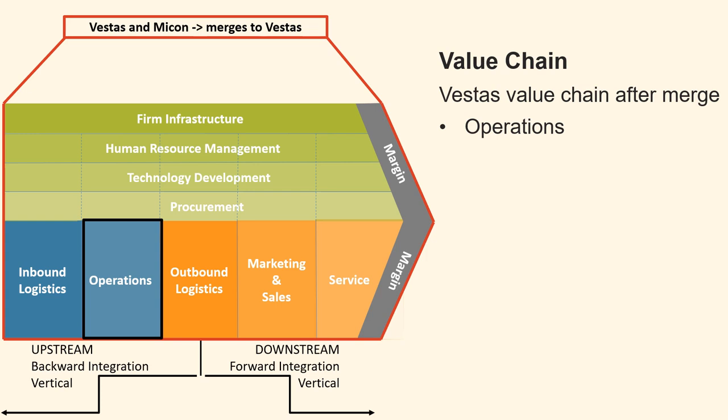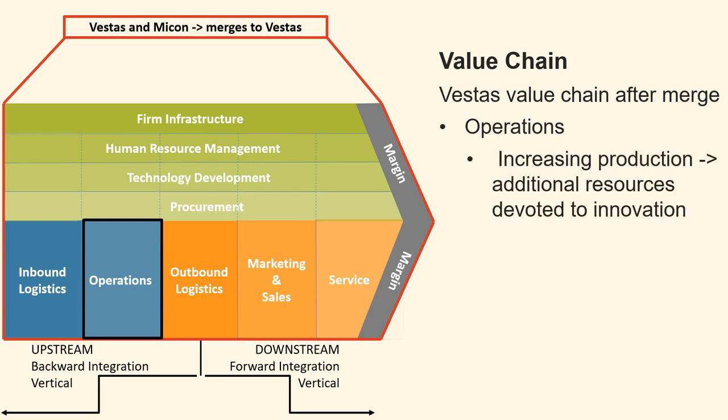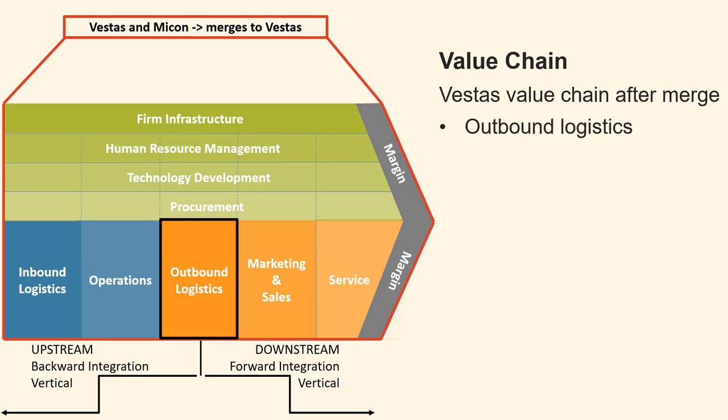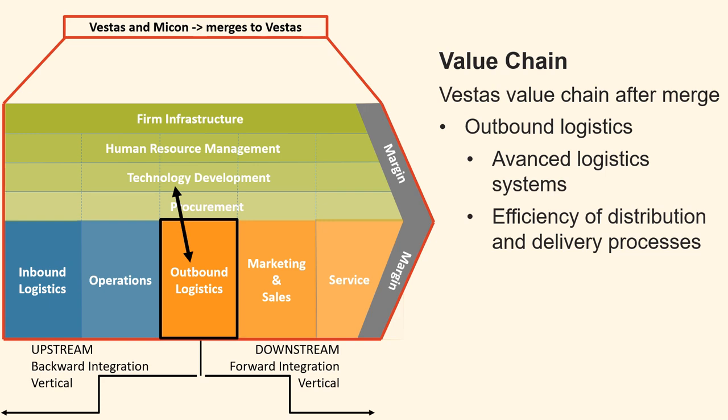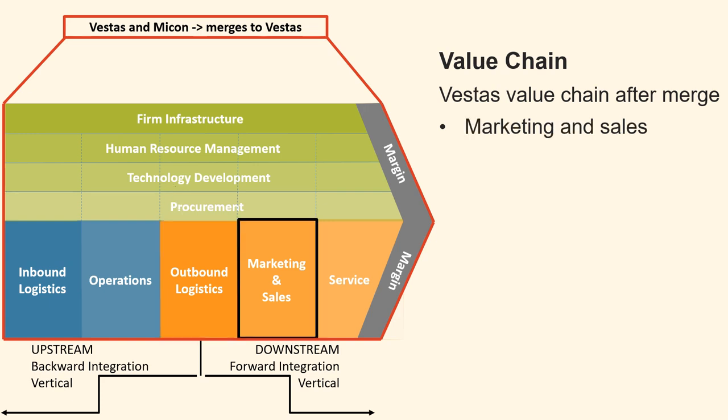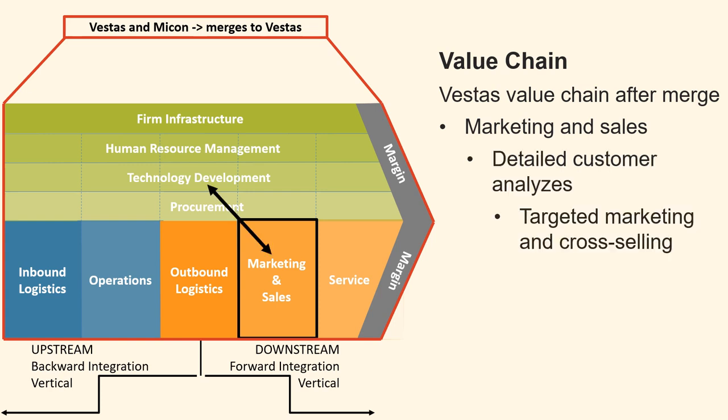The second primary activity is operations. As wind turbine production increases in quantity and scale, additional resources can be devoted to the innovation of novel designs. The third primary activity is outbound logistics. The advanced logistics system developed by the company's technology department enhanced the efficiency of distribution and delivery processes. The fourth primary activity is marketing and sales. Detailed customer analyses conducted by the marketing and sales team, with help from the technology department, can enhance targeted marketing and cross-selling.